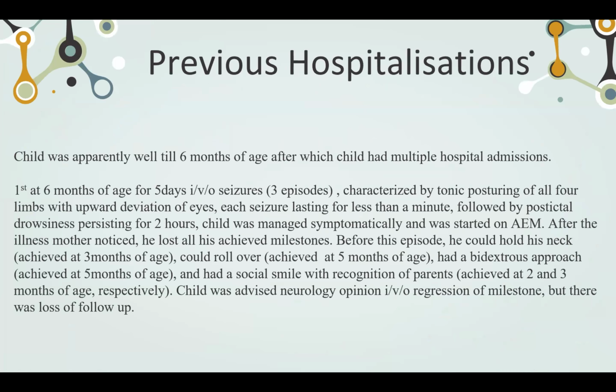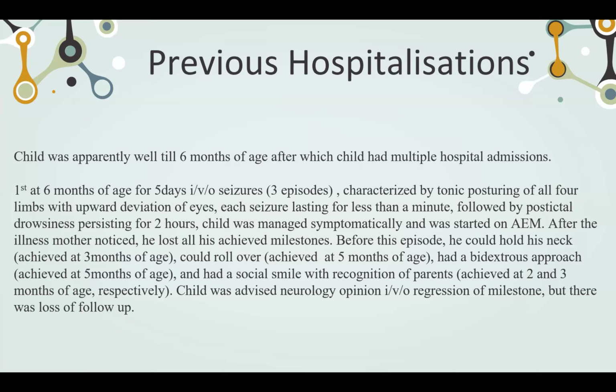So we start with previous hospitalization again. Child was apparently well till 6 months of age, after which child had multiple hospital admissions. First at 6 months of age for 5 days in view of seizures, which were 3 episodes characterized by tonic posturing of all 4 limbs with upward deviation of eyes, each seizure lasting for less than a minute, followed by post-ictal drowsiness persisting for 2 hours. Child was managed symptomatically and was started on anti-epileptic medicines.